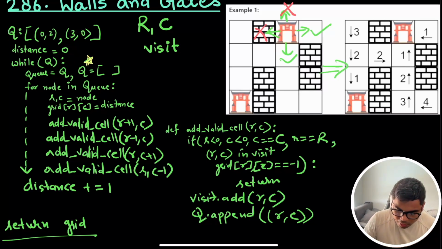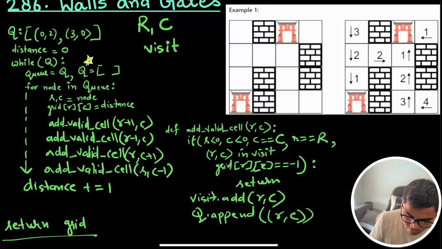So what must have happened if you do the dry run is that initially my queue is going to have these two gates. These two gates are placed already, they have been added right here. Then let me do the numbering again: 0 1 2 3, 0 1 2 3. So I've already added these two gates, so we're going to have the distance 0.